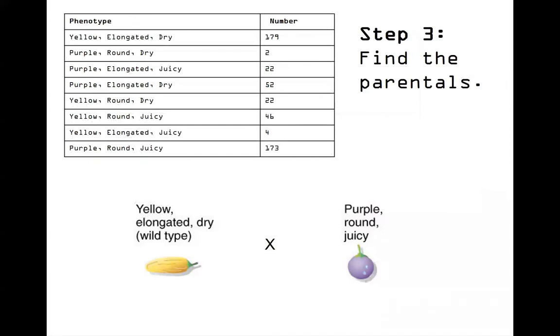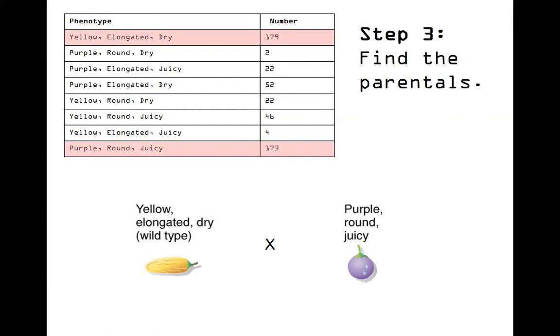Okay, welcome back. So now we're going to go ahead and make sure that we're on the right track. Hopefully this was not too hard for you. Remembering that the parental phenotype is going to be in the offspring what exactly matches the parents. So if we had a yellow, elongated, dry parent, then one of these is going to be a yellow, elongated, dry individual. The other parent, purple, round, juicy, that's exactly what we're going to be looking for as a parental type of offspring. Okay, so we can see those are going to be our parental phenotypes.